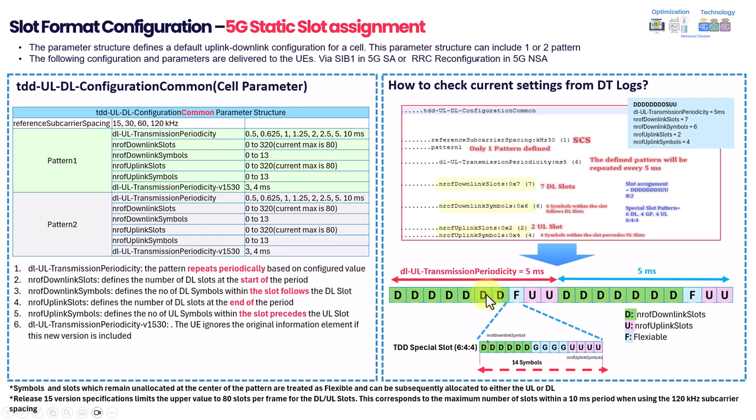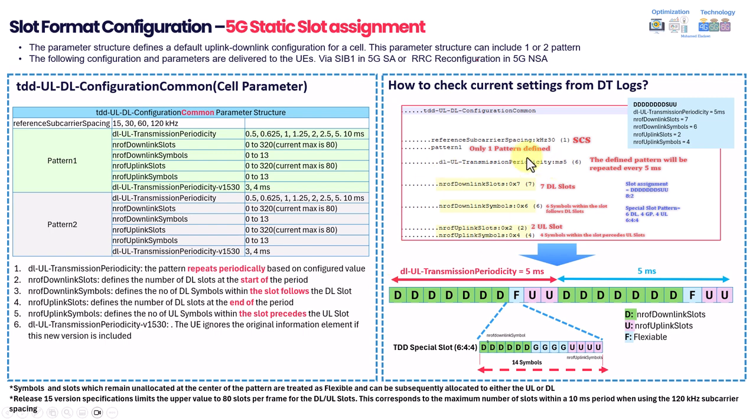There will be no change in the flexible slots here, in case you are giving this kind of configuration. So actually, the message on the right here is how you can verify it from the UE DT logs. For example, assume that you have a benchmarking between operators and you would like to check what kind of configuration is being used by the other operators, or even to verify it in your network if you did any change.